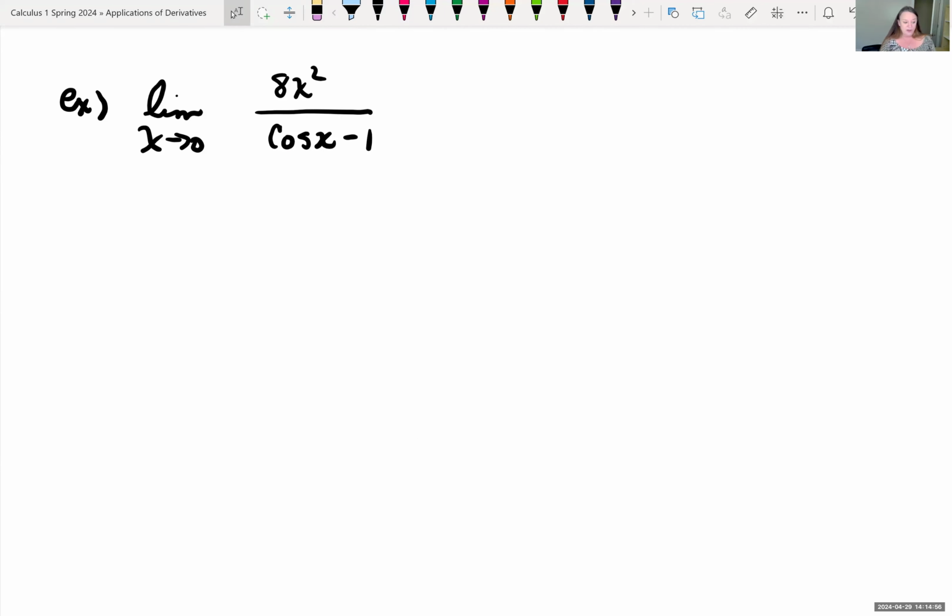So our next example is the limit as x approaches 0 of 8x squared all over the quantity cosine x minus 1 in the denominator. Again, if I did direct substitution and plugged in 0 wherever I got an x, I would have 8 times 0 squared, which is 0, in my numerator, all over cosine of 0, which is 1, so 1 minus 1 is also 0. So we have the indeterminate form of 0/0. Because of this, we can use L'Hopital's rule.